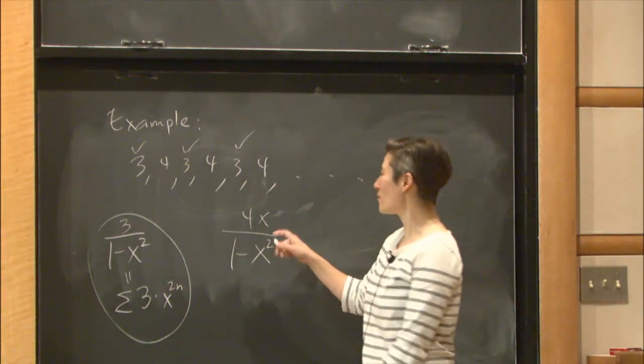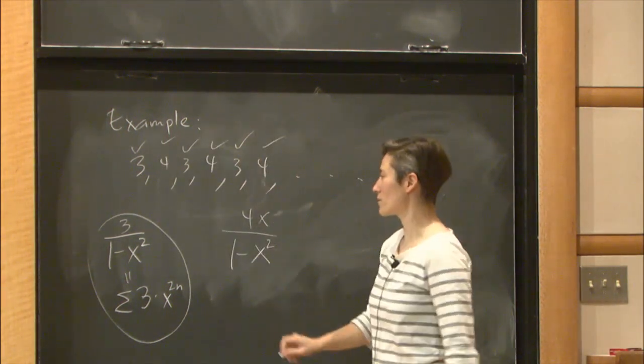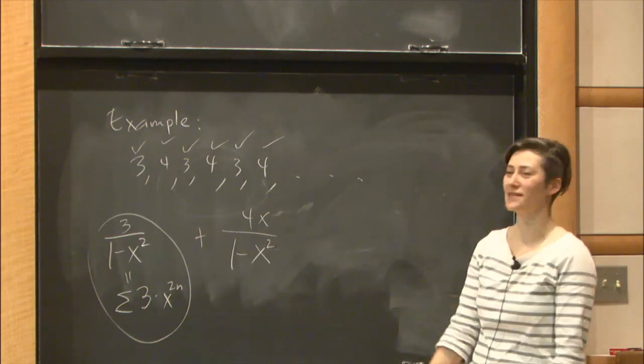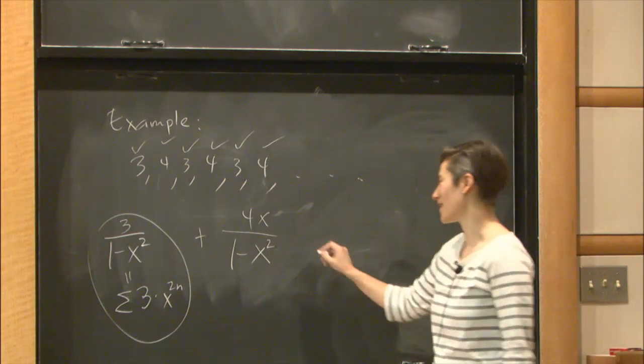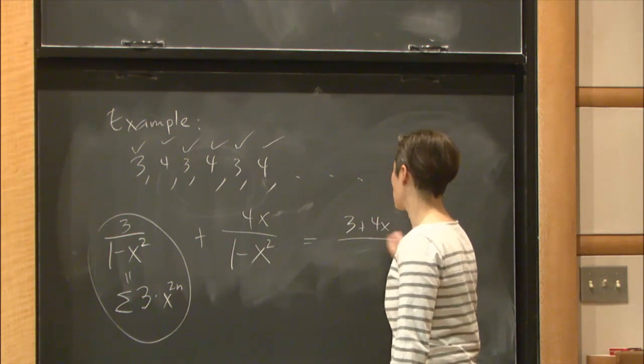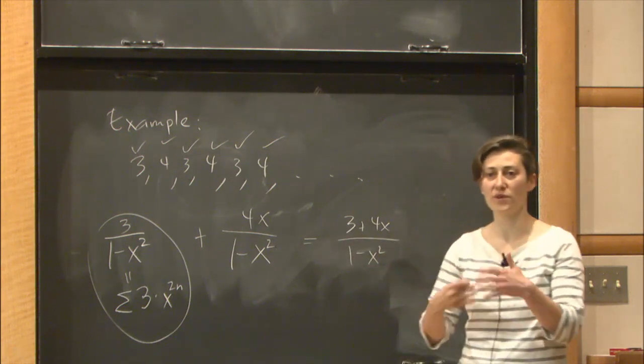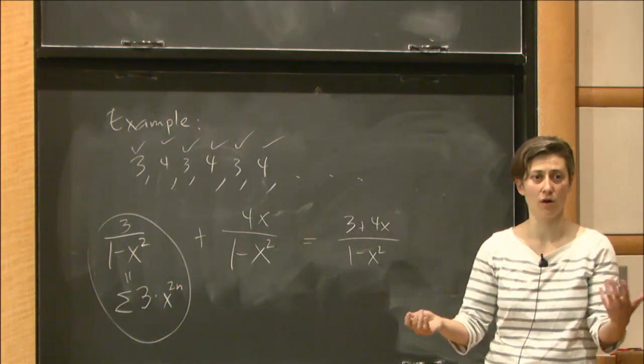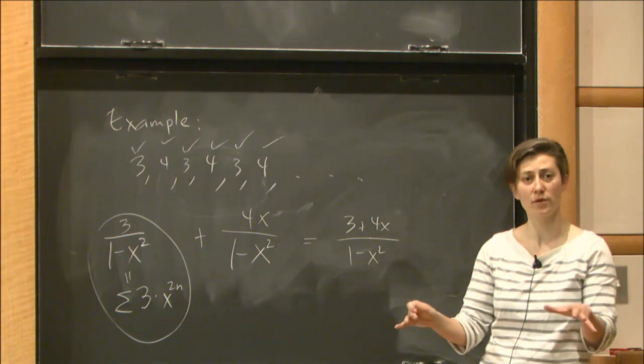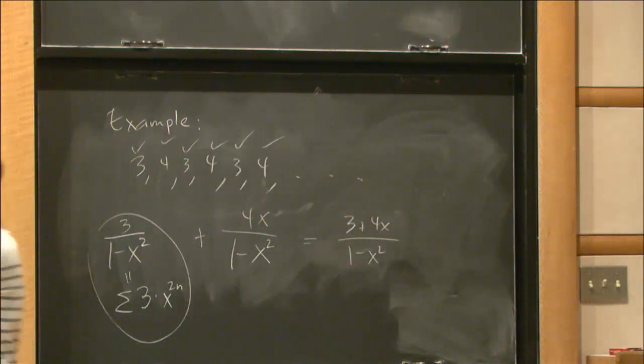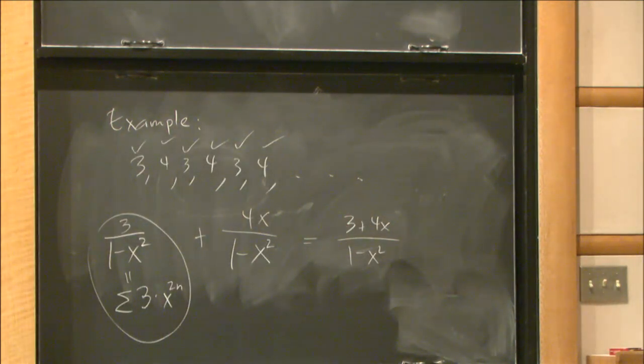Good. So now this checks off the 4s, and now I add them, and hey, look, they had the same denominator already. That's nice. So I get 3 plus 4x over 1 minus x squared, and I hope that suggests the recipe for how to do all EQPs. Okay, everybody happy?